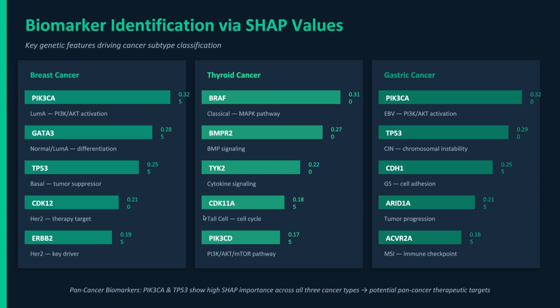Biomarker identification using SHAP values: specific biomarkers like PIK3CA, TP53, and GATA3 were identified as key drivers for classification.